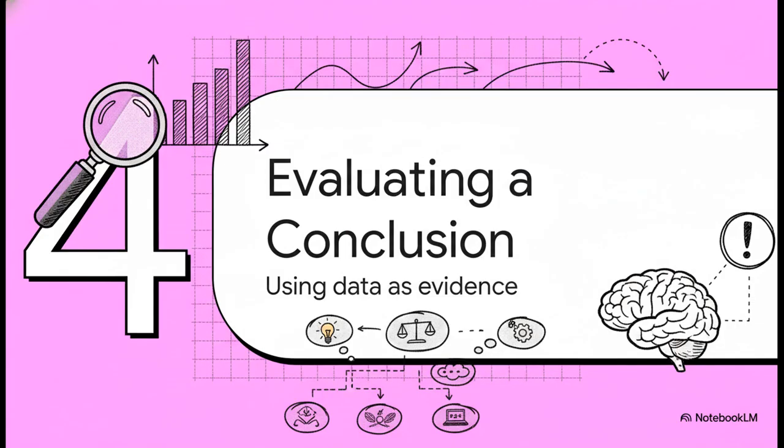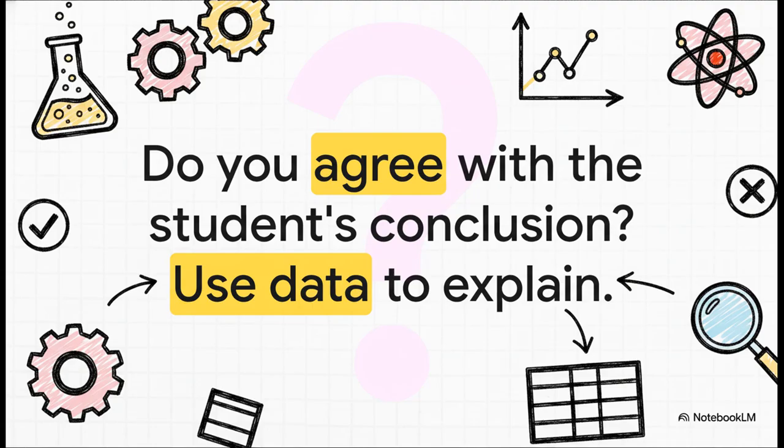Okay, let's shift gears a bit now. This next part tests a totally different skill. It's not about math. It's about being a detective, looking at the data and building a solid argument. And here's another one of those questions that's secretly asking for 2 things. First, you've got to pick a side. Do you agree with the student or not? But then, and this is the clincher, you must use specific examples from the results table to prove your point.